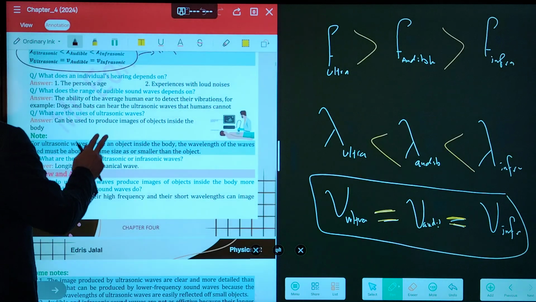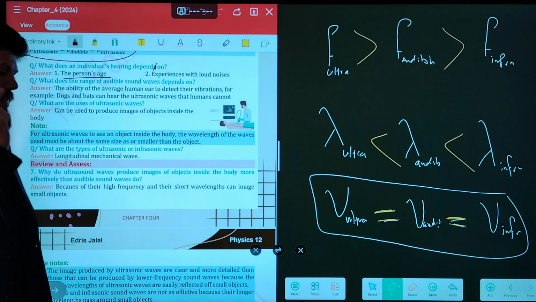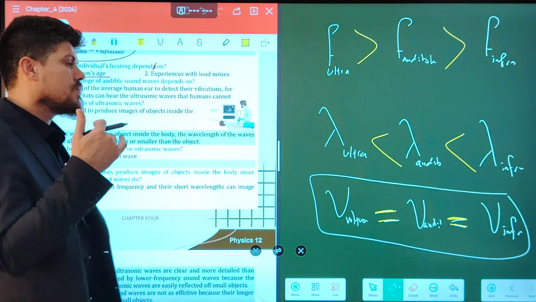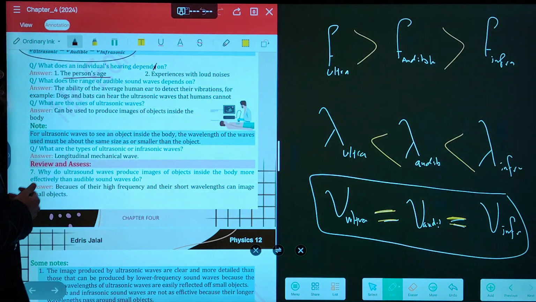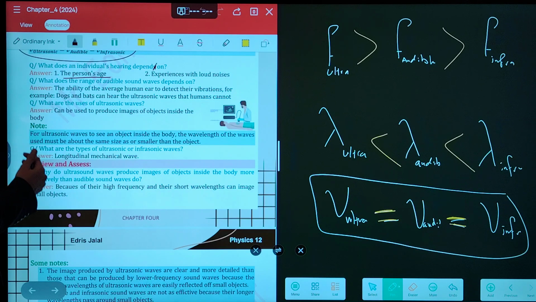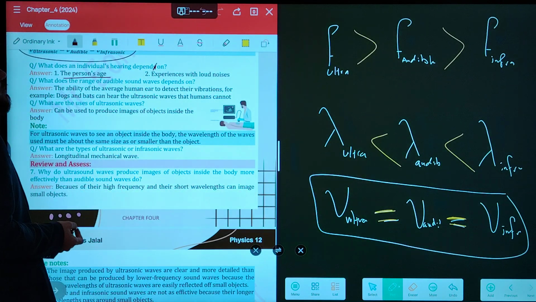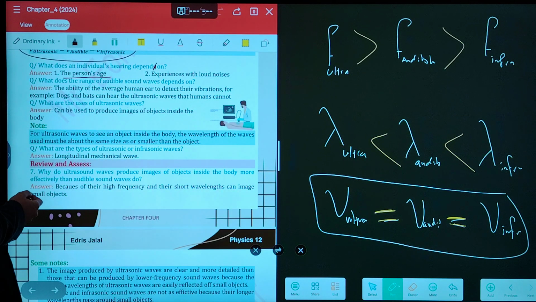Did you understand? Okay, well, what does an individual's hearing depend on? It depends on the person's age, because, for example, old people always have a problem with hearing. The person's age has an effect on hearing. The old man always has a problem with hearing, but young people don't have a problem. When the age increases, hearing becomes more and more difficult.